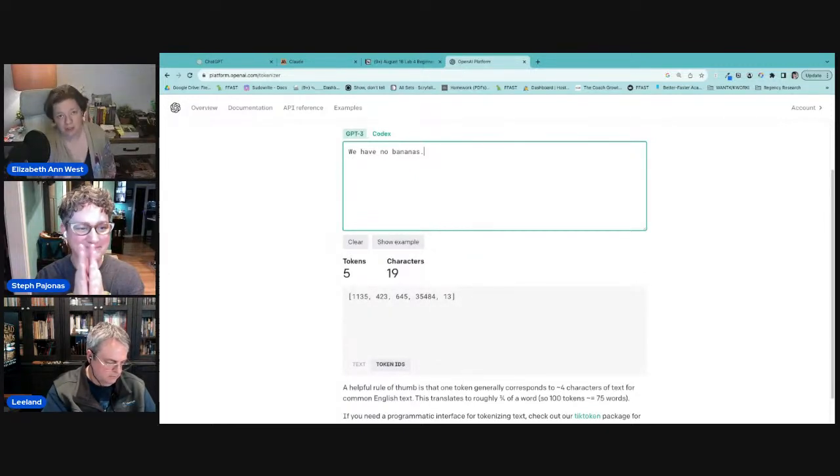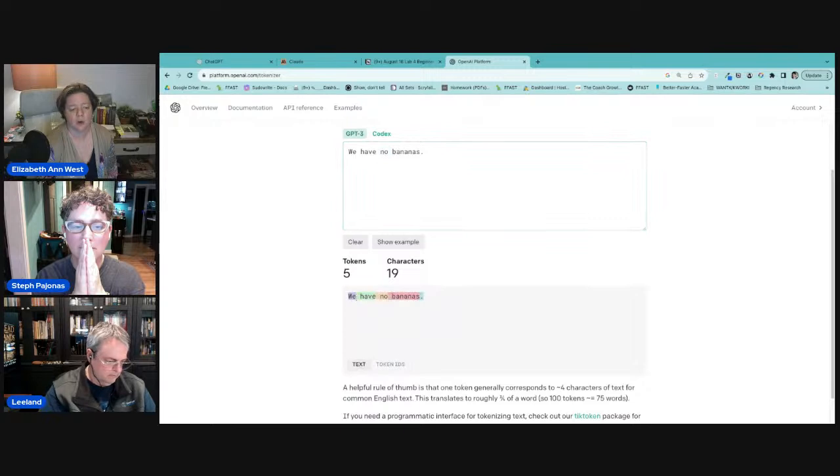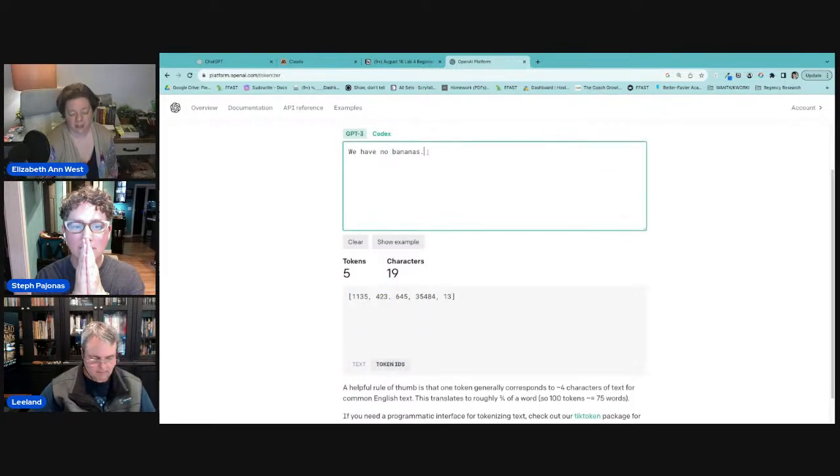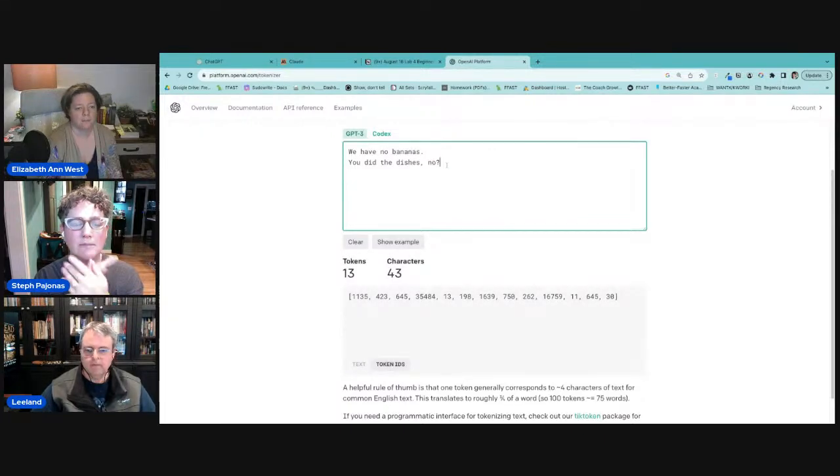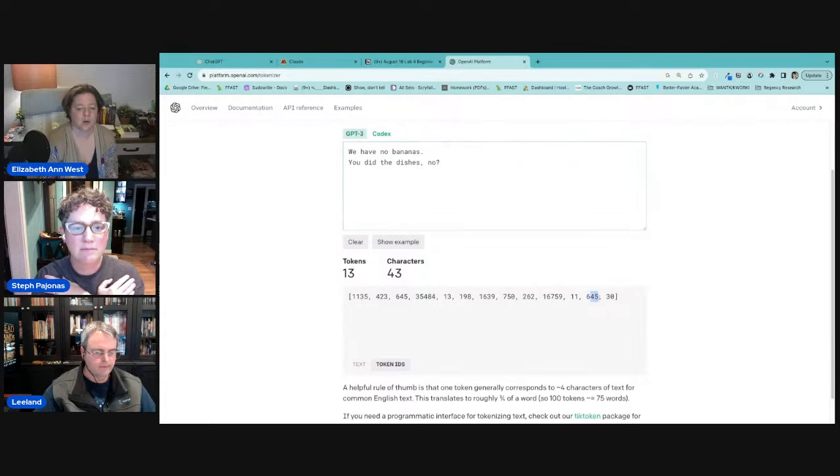Now, what's interesting about tokens is that not all words are the same token all the time. So let's take the word no, for example. In this example, we have no bananas. No is actually 645. We can see that by 1, 2, 3, and we can check our text and make sure the third token there is no. If I was to type in here, you did the dishes, no with a question mark, you'll see here that it has the exact same token for no.